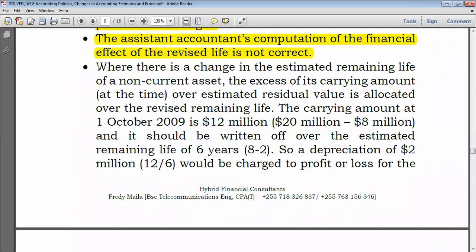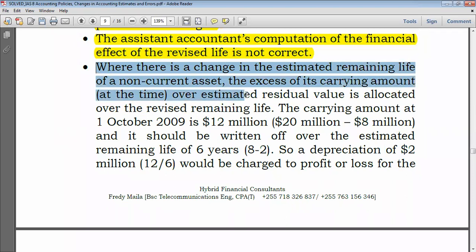So here we are told, where there is a change in the estimated remaining life of a non-current asset, the excess of its carrying amount over estimated residual value is allocated over the revised remaining life. There is nothing much actually. I have done this in explanations. It simply means that the new depreciation, instead of saying the difference between cost and the scrap value divided by the useful life, I said take the difference between carrying amount and residual value over the remaining useful life. That's what I spoke about, and this is what is being written here.